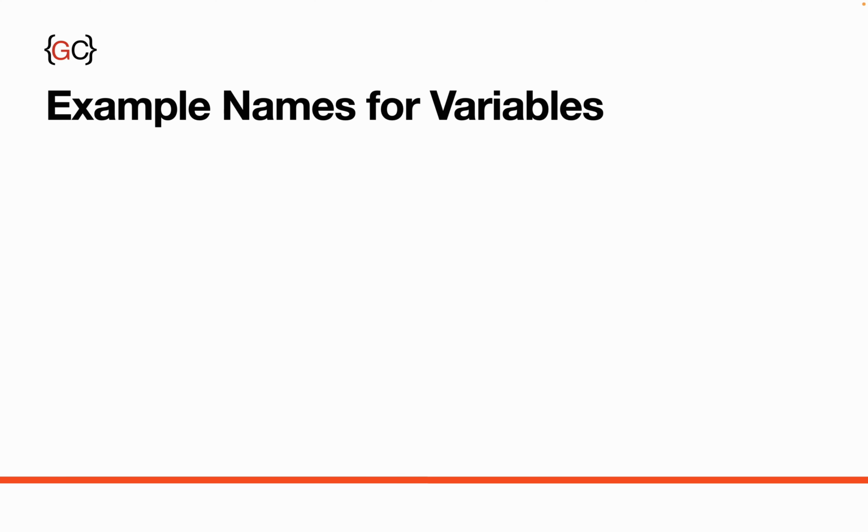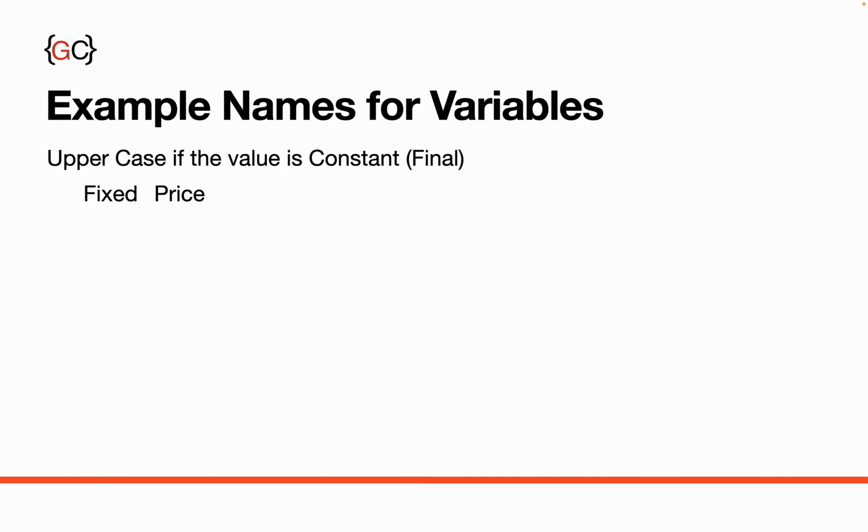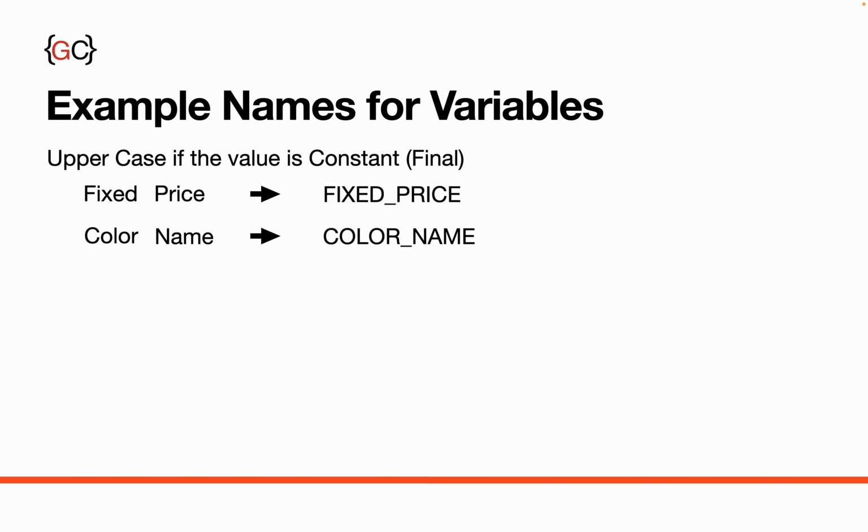Now we will talk about names for your variables. So for variables, if it is a constant value, that means it won't change, then those values have to be uppercase. Let's say fixed price, it's not going to change, then it has to be FIXED_PRICE in this format. Now let's say you have another one, color name. Red will always be red, right? So we can say COLOR_NAME, and then color name will be in capital. So this is how we create constant variables.